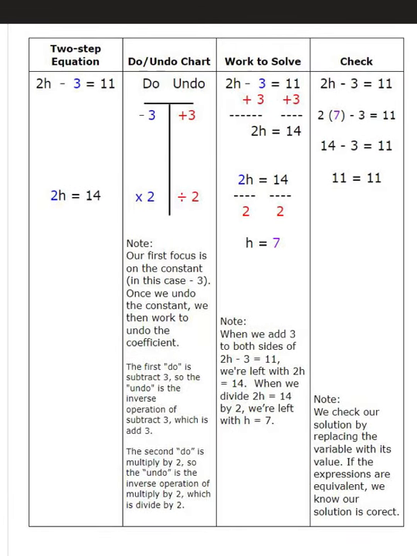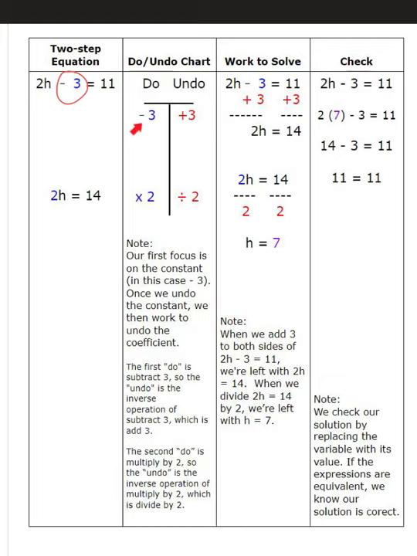Now we have some two-step. So for these two-step, what does that mean, two-step? 2h minus 3 equals 11. Well, if you notice, two things are happening to the variable. It says 2 times h minus 3. We always want to undo the constant first. And you can see that note right over here. Note our first focus is the constant. In this case it is the minus 3.